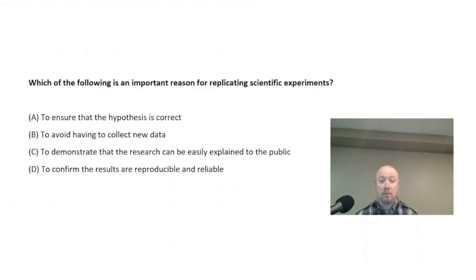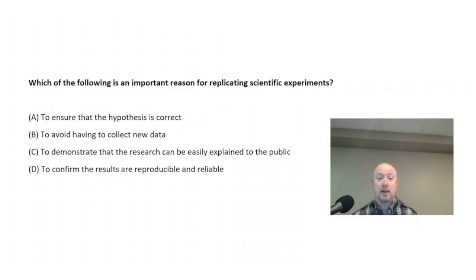Which of the following is an important reason for replicating scientific experiments? Is it A, to ensure that the hypothesis is correct, B, to avoid having to collect new data, C, to demonstrate that the research can be easily explained to the public? Is it D, to confirm the results are reproducible and reliable?